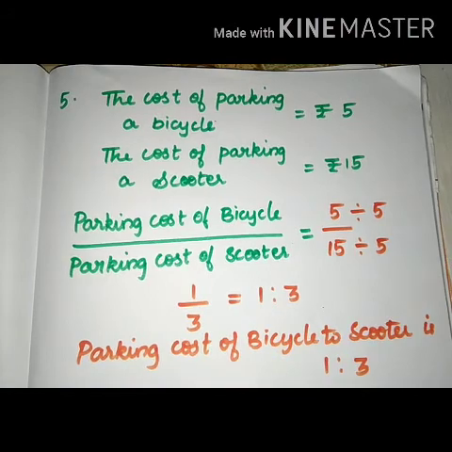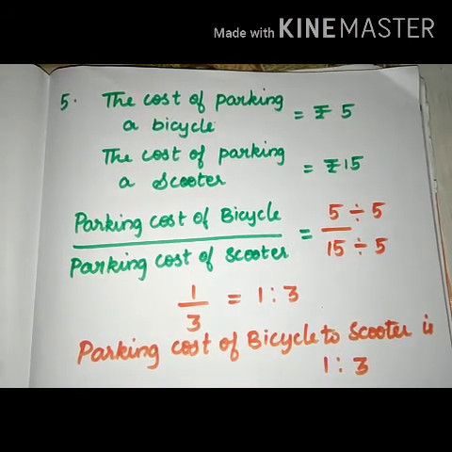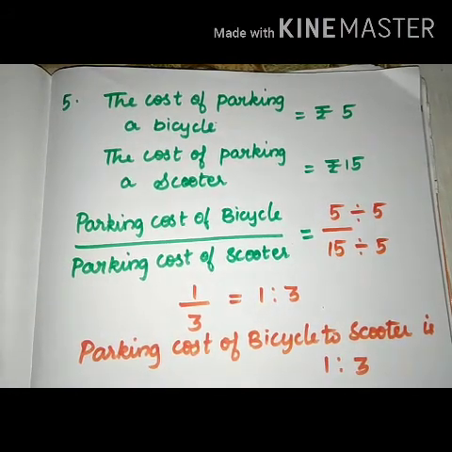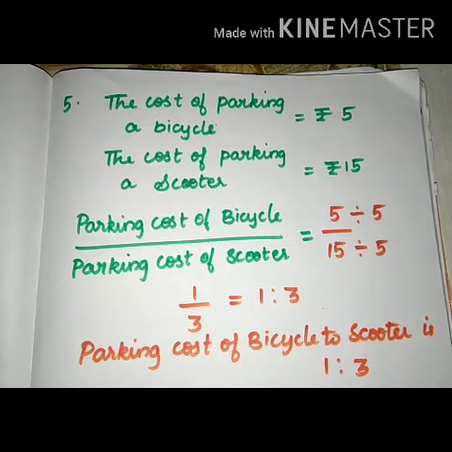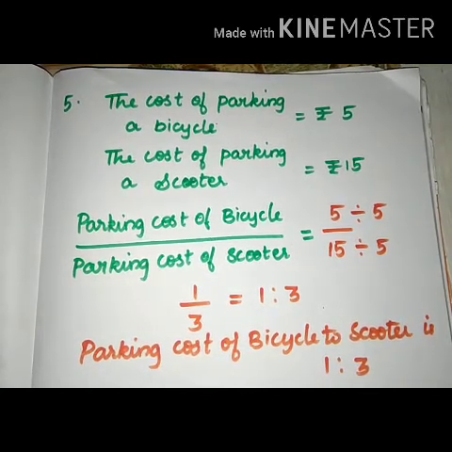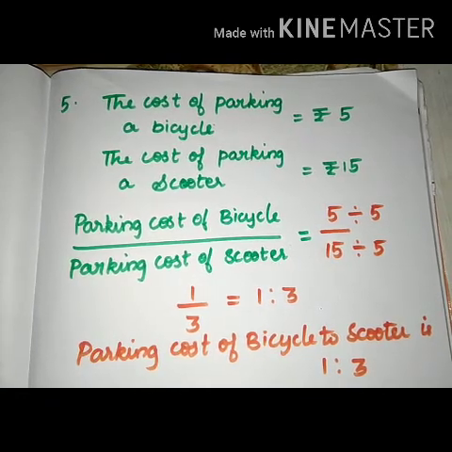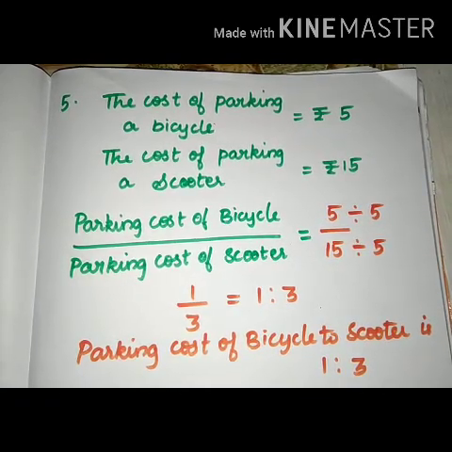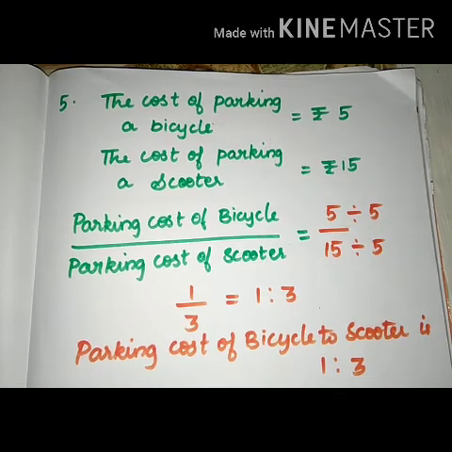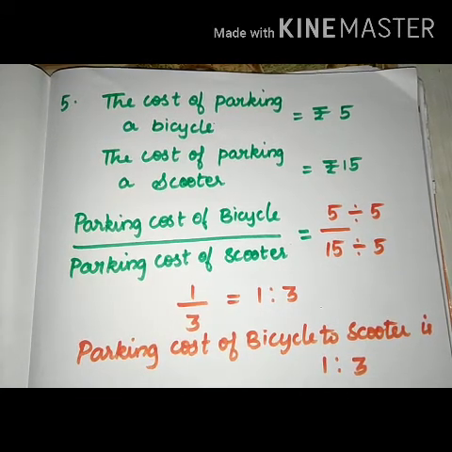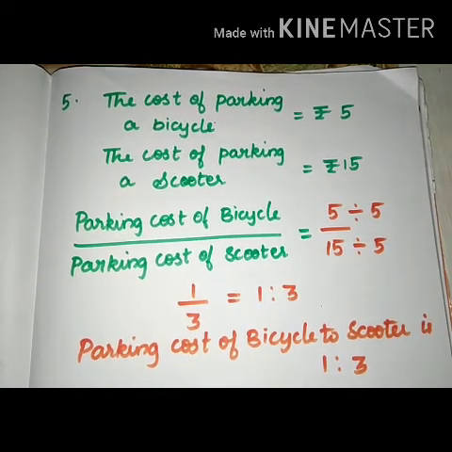Parking cost of bicycle to scooter is 1 is to 3. First you have to write it in the fraction form, 5 by 15. Then you have to divide by its common multiple. 5 divided by 5 is 1. 15 divided by 5 is 3. The simplest ratio is 1 is to 3.